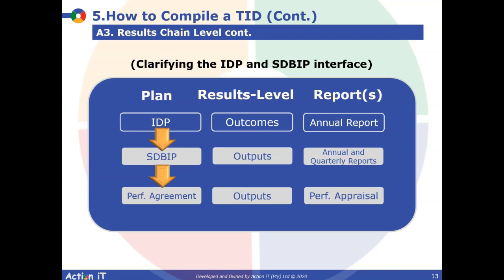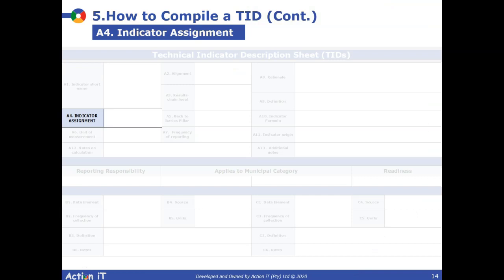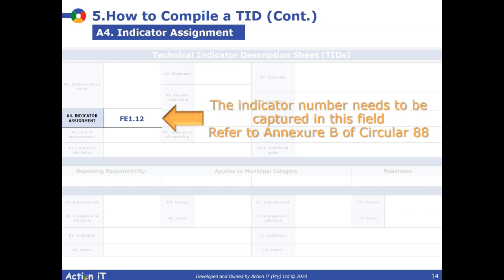Individual performance contracts for municipal officials will include the indicators that the official will be evaluated upon at the performance appraisals. These indicators will be measured on an output basis. There should be an alignment and downward cascading of indicators from the IDP to the SDBIP to the individual performance agreement of municipal officials. Now that you have an understanding of the results chain, we'll move on to the next item, the A4 Indicator assignment, which represents the reference number of the indicator as documented in the Annexure B to Circular 88. For our example, the indicator assignment is FE1.12.